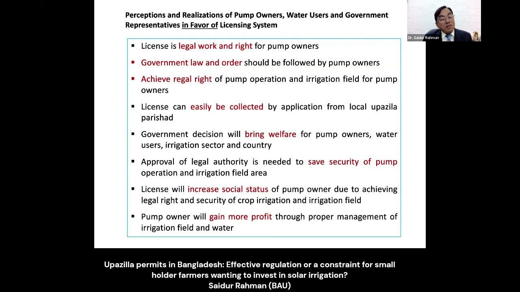In some cases they thought like that. Though they mentioned a lot of negative issues, there are some positive issues as well. Gain more profit through proper management of irrigation, field and water, because in Bangladesh everybody can set up a deep tube well or shallow tube well where needed. But nowadays the government has imposed this Upazila permit, so it is coming under a regulation.